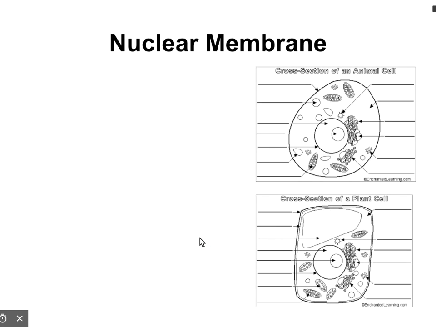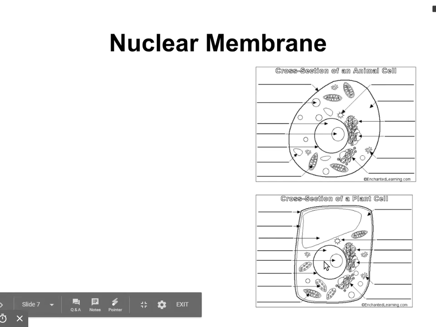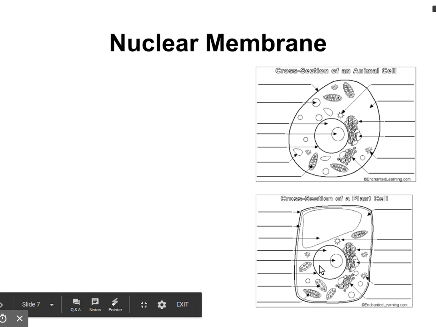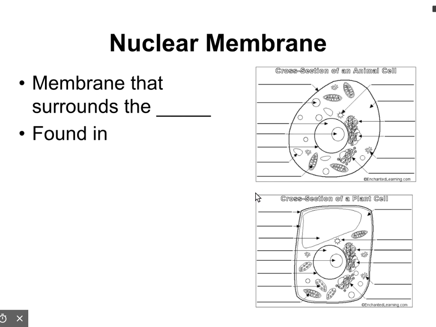The nuclear membrane, well, nuclear kind of sounds like nucleus, and that's exactly what it means. It's going to be talking about the nucleus, this center big circle here, but the membrane is going to surround it. And just like before when we had the word membrane, it means security system. So it's going to be a membrane that allows some things to go in and keeps others out.